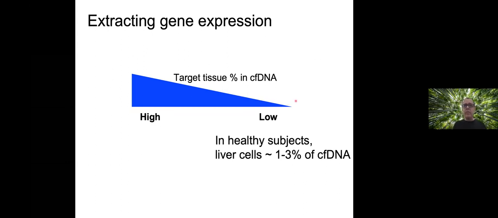We cannot expect to look at each gene separately, but we might still see a lot of information about things that are expressed at very low level. For example, liver cells are expressed in 1 to 3% in healthy subjects. So can we see liver cells?